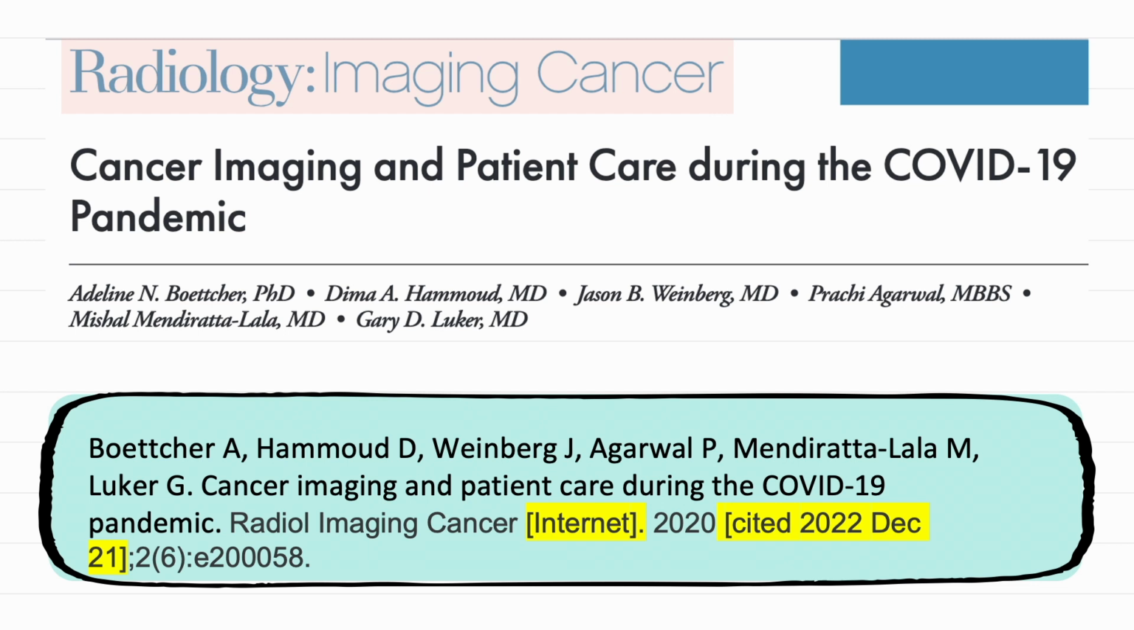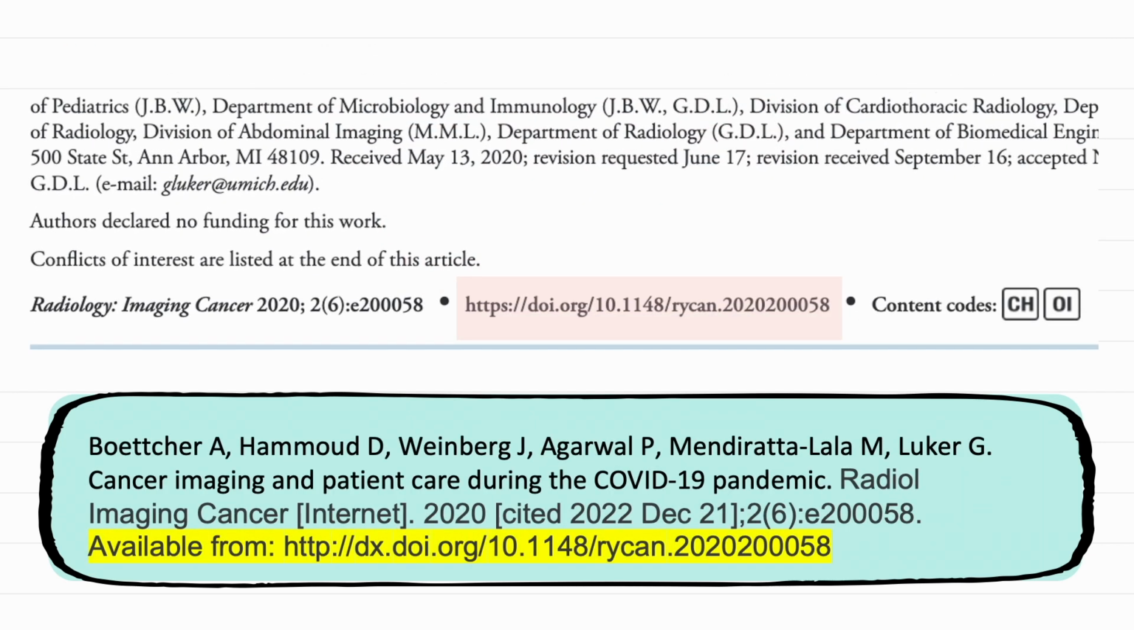When citing electronic journal articles, the word Internet in square brackets should be inserted after the abbreviated journal title. The date cited, in square brackets, must be included after the date of publication. The URL must be included at the end of the reference. URLs should be entered as they appear on the website. For electronic journal articles with a DOI, include the DOI at the end of the reference after the URL.